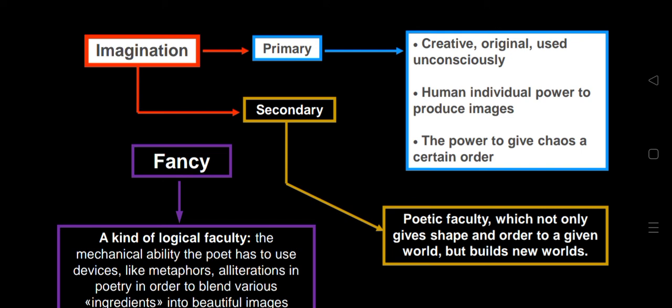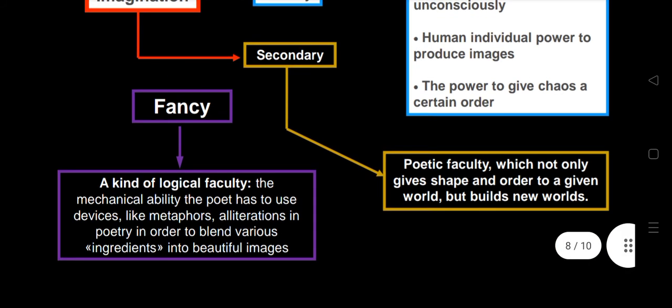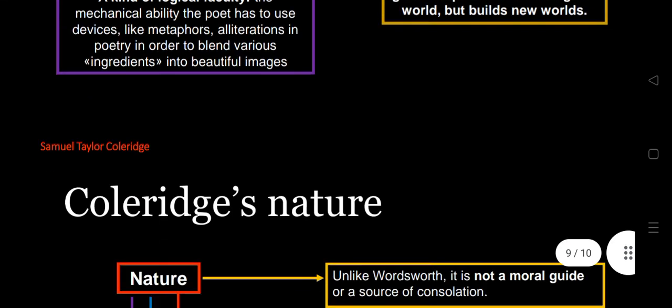And secondary imagination means your own efforts, you have to put in effort to produce. And fancy is a kind of logical faculty and mechanical ability the poet has to use devices like metaphors and alliteration in order to blend various ingredients into beautiful images.